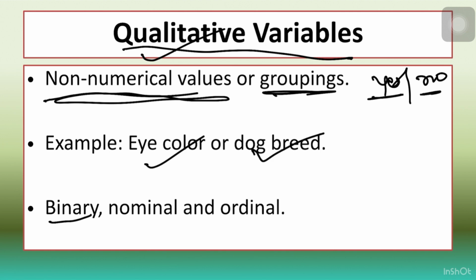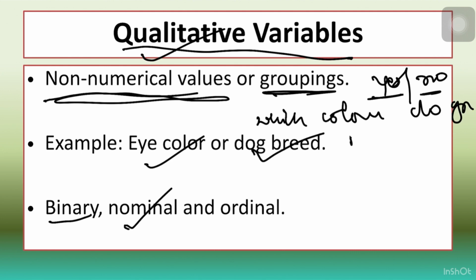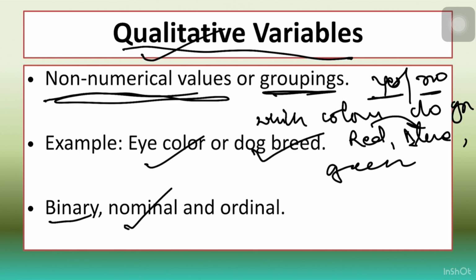Binary means two options. Nominal is where you give a certain number of options, say 3, 4, 5 options. Example: which color do you like among the following? Say red, blue, green, so on and so forth. This is nominal because you do not have any relationship between the options.